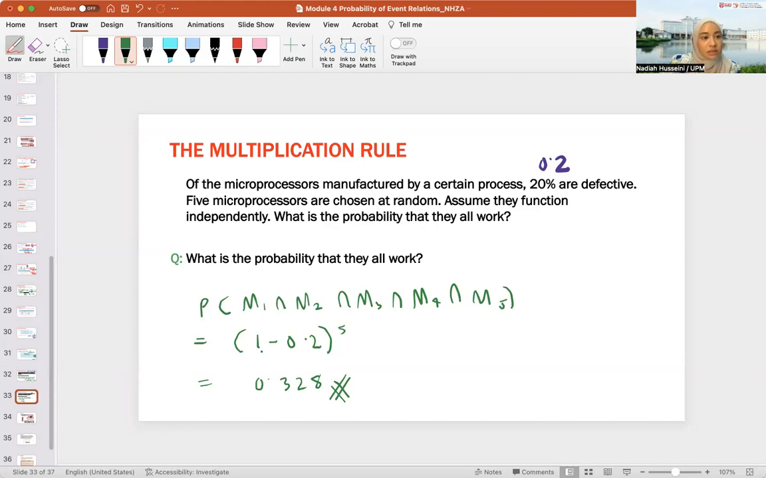And of course, the same question applies to this one as well. Why can't we multiply 0.2 to the 5 and then take 1 minus that? So we'll answer that in a later class, okay?